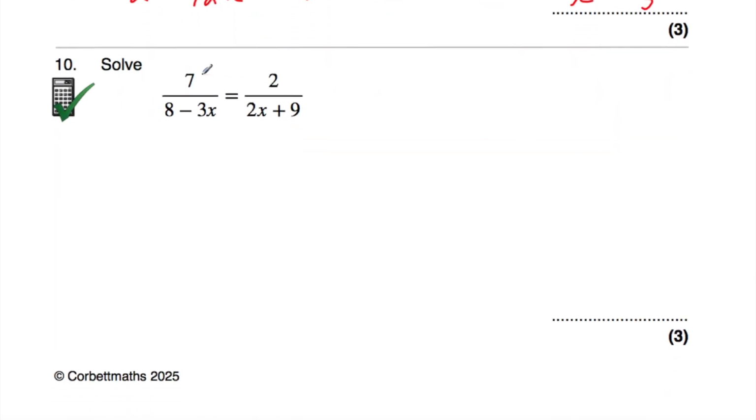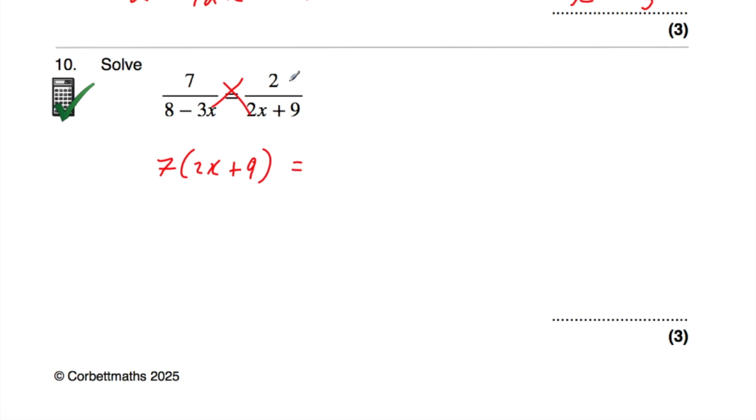So question number 10, we've been asked to solve 7 over 8 minus 3x equals 2 over 2x plus 9. So again, we're going to use cross multiplication because we've got a fraction equaling another fraction. So this numerator times that denominator would be 7, and then in brackets 2x plus 9, close brackets, just timesing the numerator by the denominator there.